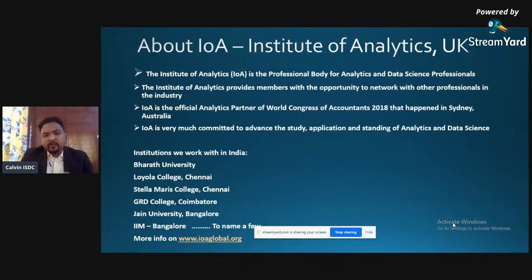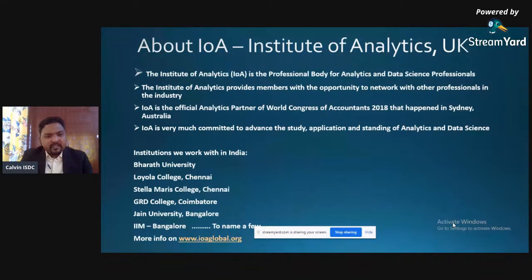It is also to be mentioned that IoA, Institute of Analytics, is the official partner for the World Congress of Accountants, which happened in 2018 in Sydney. Let me tell you that World Congress of Accountants is like an Olympics for accountants and finance professionals. So finance professionals from across the globe, from different professional bodies, gather together in a single venue, and they discuss a lot of things. A lot of discussions go on. A lot of roundtable conferences go on. So IoA was the official analytics partner for the World Congress of Accountants, which is held probably once in 2 years, once in 3 years, in a particular venue across the globe. In 2018 it happened in Australia, and we were the official partners for analytics there.